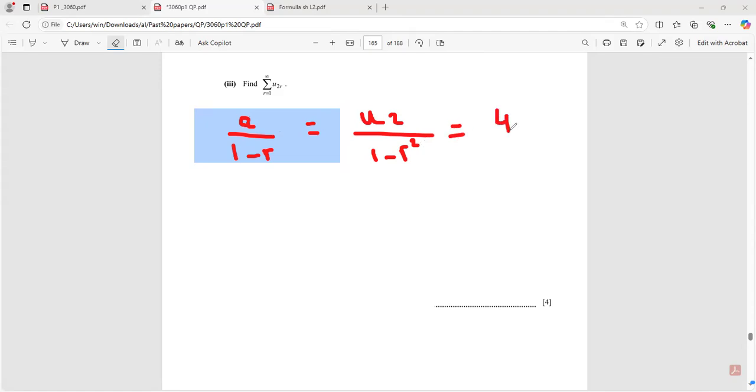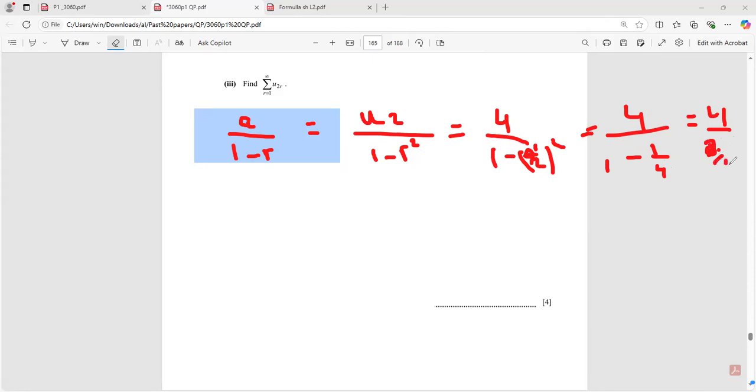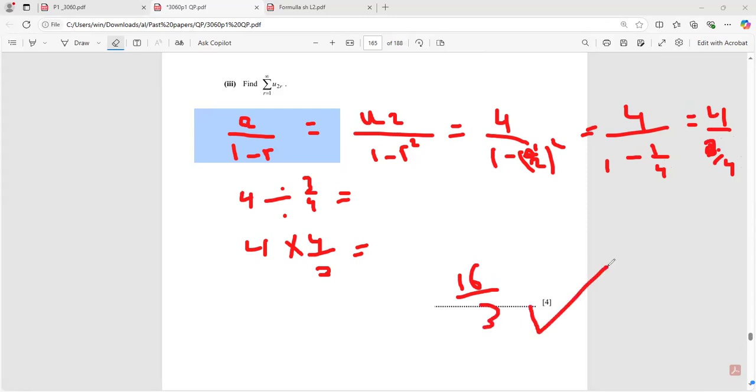So it's equal to 4 over 1 minus 0.25, which is 1 over 4, or 1 over 2 squared, which equals 4 over 1 minus 1 over 4, which equals 4 over 3 quarters, which means 4 divided by 3 over 4, which equals 4 multiplied by 4 over 3, which equals 16 over 3, and we did it. Let's see the next.